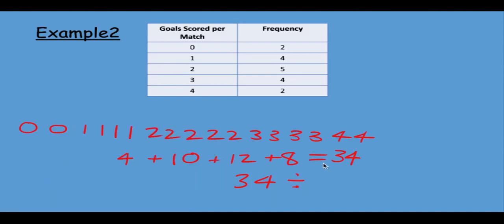Okay, so what am I going to divide it by? Well, I'm going to find out how many matches were played, so I need to add those up. If I add those up, I'll find that I've got 17 matches. So 34 divided by 17 is 2. So our mean is 2. So that's the mean number of goals scored is 2.